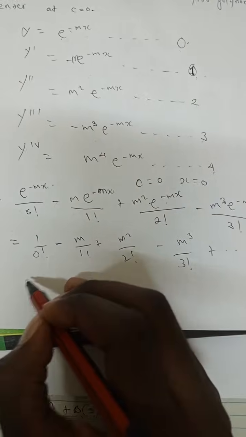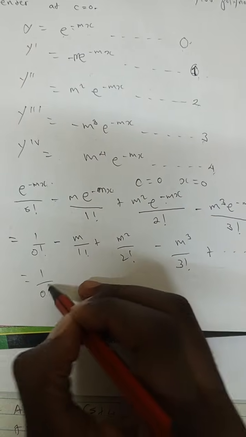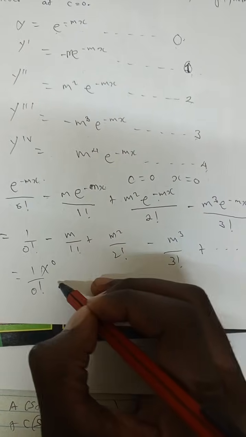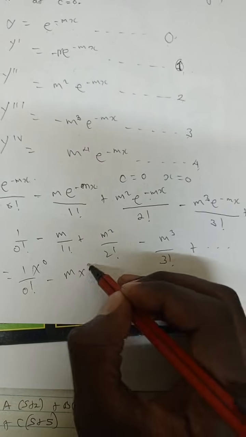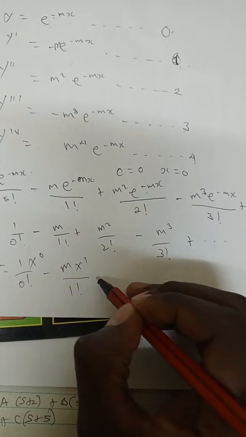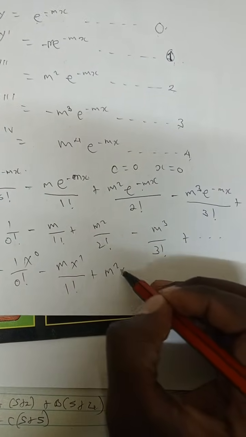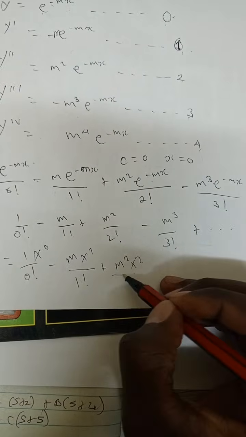So this becomes 1 over 0 factorial multiplied by x to the power 0, minus m x to the power 1 over 1 factorial, then plus m squared x to the power 2 over what?